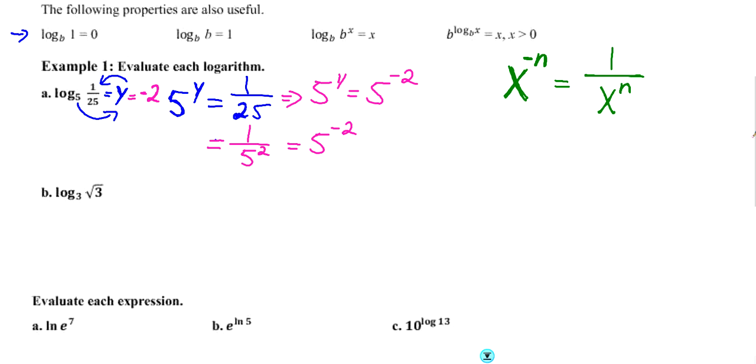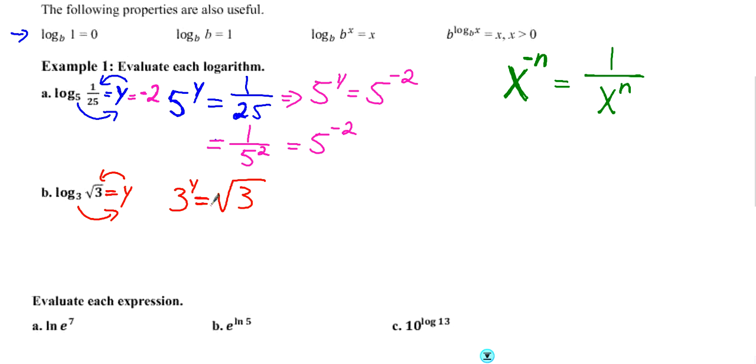Now, we're going to use the same idea here. So again, I'm going to say this is equal to y. I'm going to change this color to red. And I'm going to rewrite it in its exponential form. So it's going to be 3 to the y equals the square root of 3.